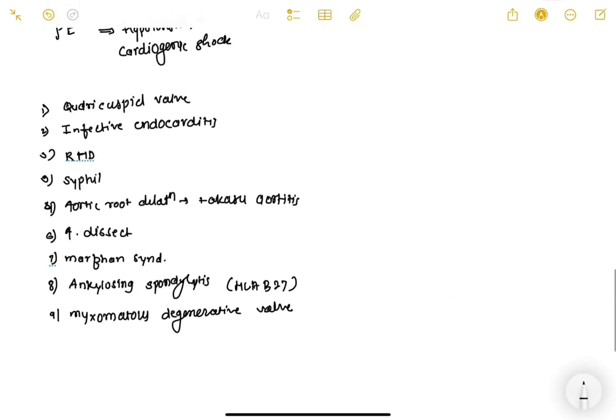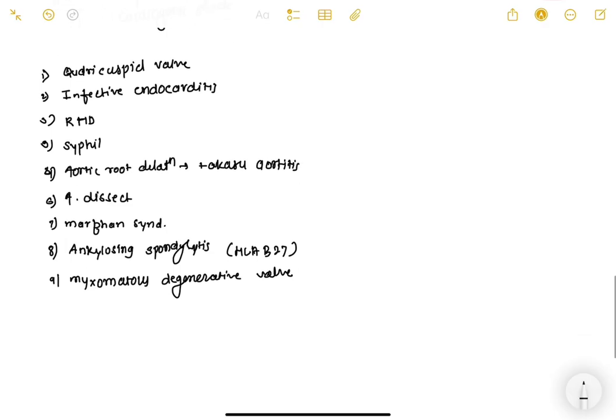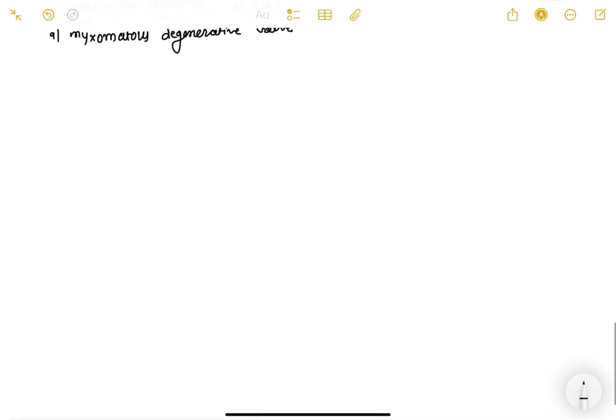So these are the causes of aortic regurgitation, and most of the questions will be asked with the association of one of these causes. They will give you an example of a case, they will give you the clinical signs, they will give you the findings, and they will ask you what is the treatment or option. So they will ask you indirectly by asking the diagnosis and the treatment as well. So these are the causes of aortic regurgitation.